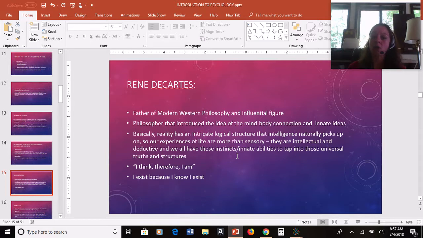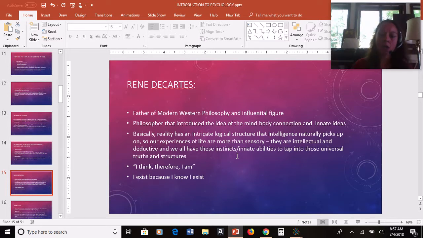And then next we have Descartes, whom we consider the father of modern Western philosophy, and he was really influential in psychology because he was the first one who came up with the mind-body connection and those ideas of how we think affects how we react. That is a little bit different from the Greek philosophers, Plato and Aristotle, where one was saying it's all our brain and the other was saying it's all our heart. So Descartes put that together and said, no, it's a little bit of both.